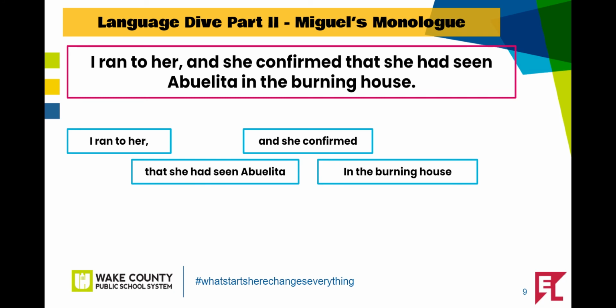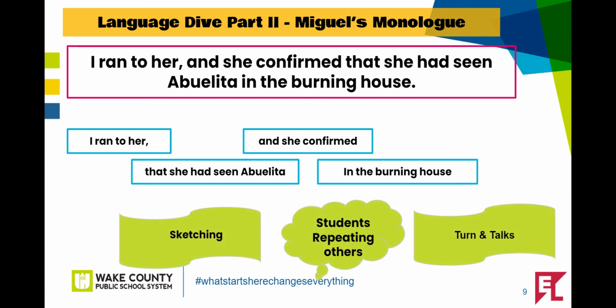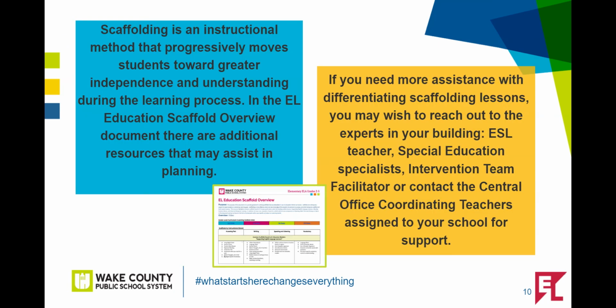Writing these on separate sentence strips to manipulate them on the board is a great kinesthetic activity. Encourage rich conversation among students about the meaning of each of the sentence strips. Monitor and guide conversation with total participation techniques and conversation cues. Notice the other strategies listed below: sketching, students repeating others, and a lot of turn-and-talks.